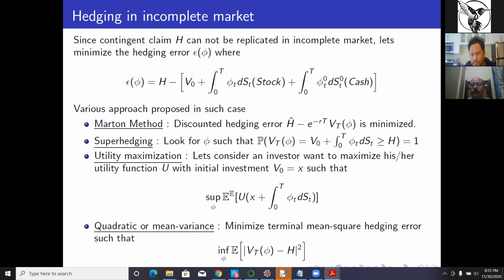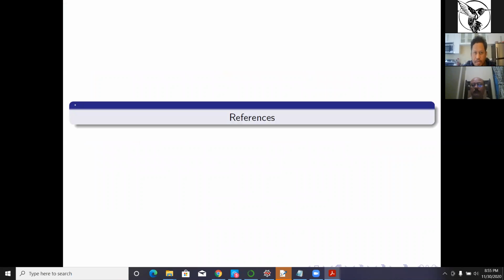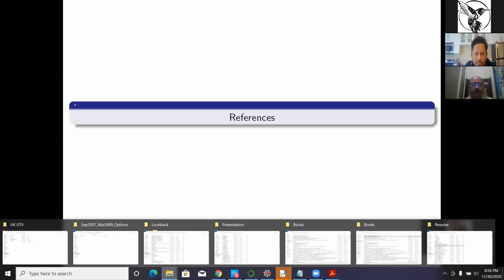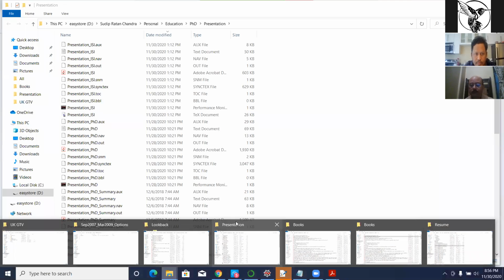Okay, Sudeep, do you have some references? Because these references I will share later on. I pasted them into another slide. I'll share it later on. Is it okay? Or shall I open it? Maybe you can show them one or two of the main ones, because of Cont, Tankov and others. Okay, that's fine. Just point out the principal ones.